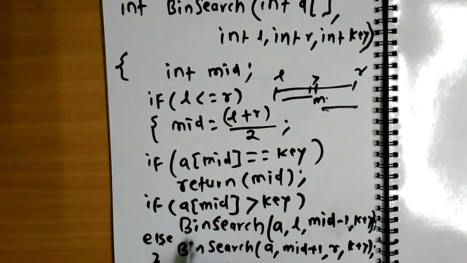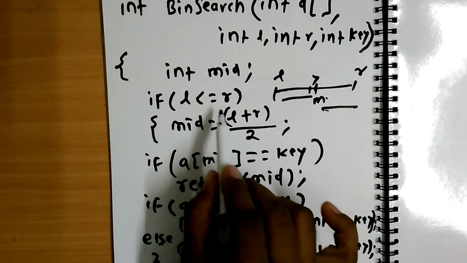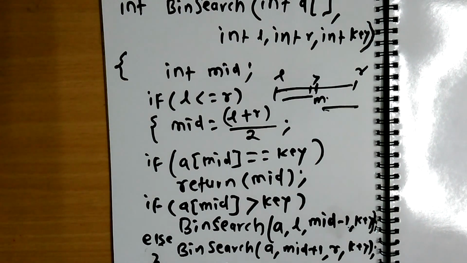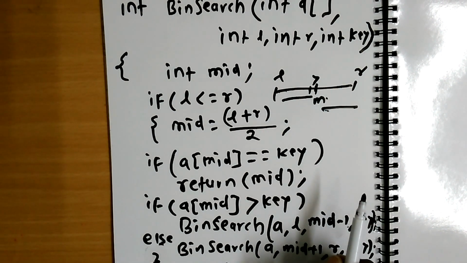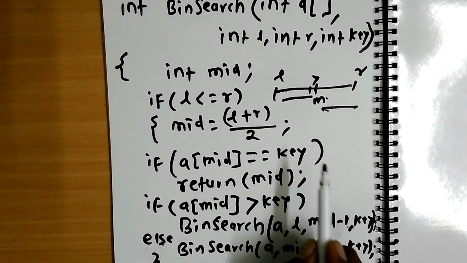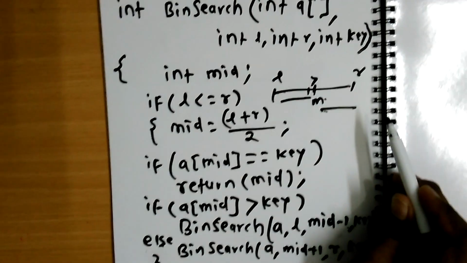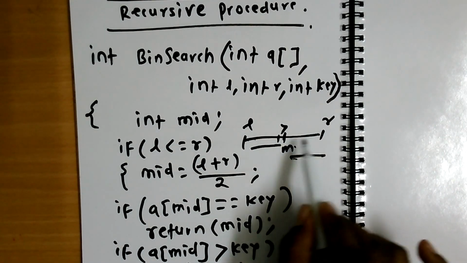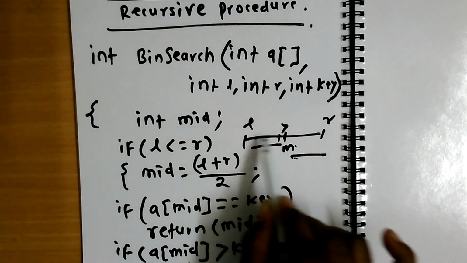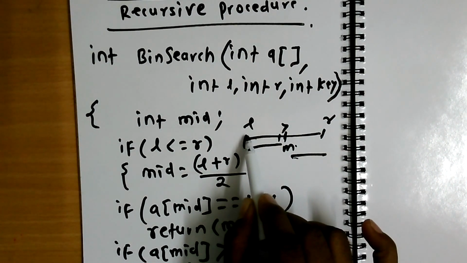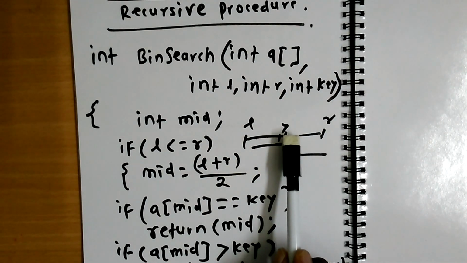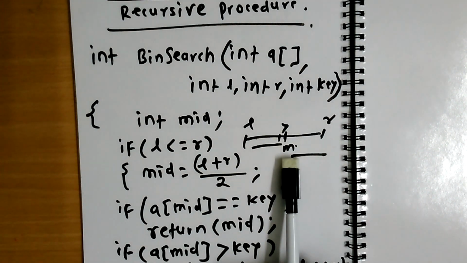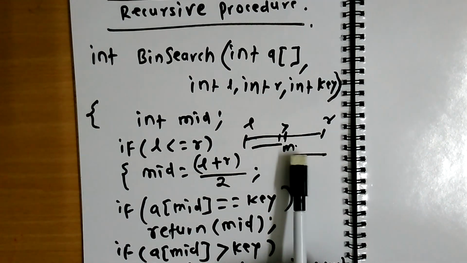I'll execute this code when there are some elements in the array, but when there is no element in the array, that is when your L becomes greater than R, I'll simply return -1. Okay, so I'll repeat one more time what we did. We started doing binary search on this array, which contains elements from L to R. First we checked if L is not greater than R. If so, then we computed the mid. Now we checked whether the key is present at the mid. If the key is present at the mid, we return this position.